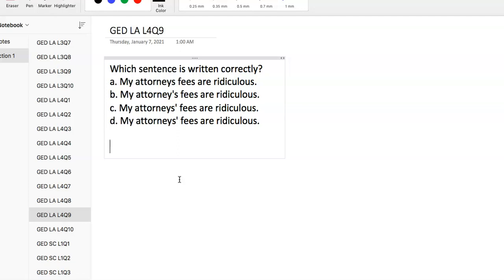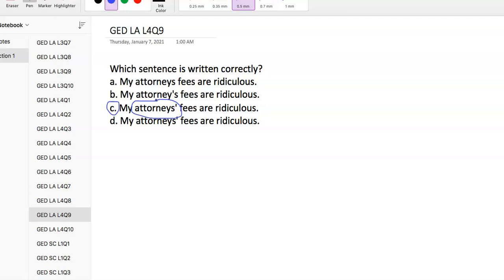What about these? My attorney's fees are ridiculous, with different types of apostrophe options. Possessive nouns show ownership. Plural nouns are more than one of something. Plural possessive nouns show both ownership and more than one of something. If a noun is both possessive and plural, we add an apostrophe at the end. So answer choice C, where it has attorneys written like that, is a noun that's both possessive and plural, so we add that apostrophe at the end.